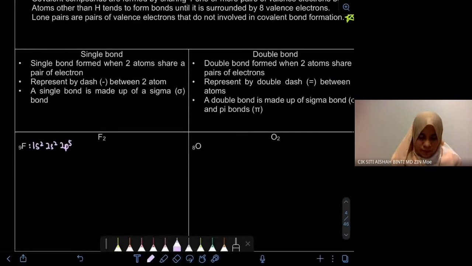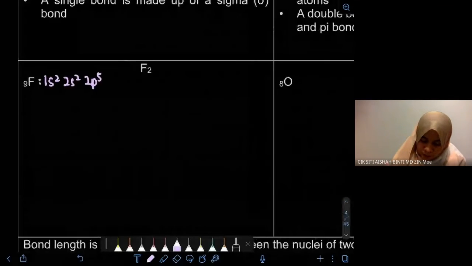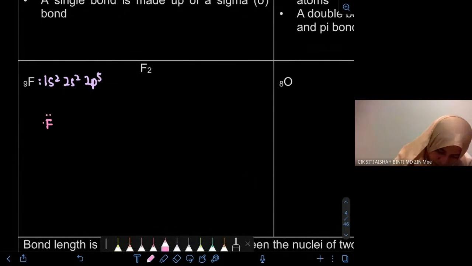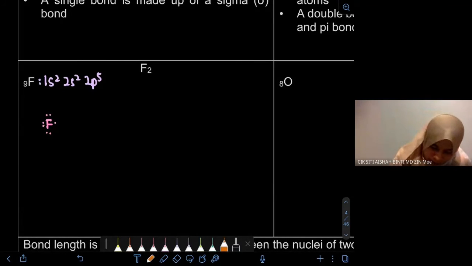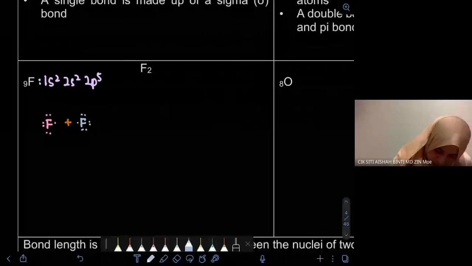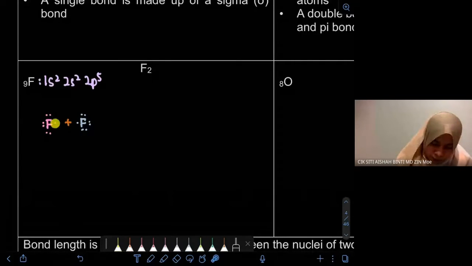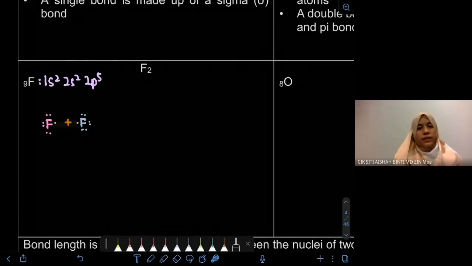So how do I draw it? We have two fluorines. For the first fluorine, I draw 1, 2, 3, 4, 5, 6, 7, because I know there are 7 electrons. Then add another fluorine with 7 electrons. What happens is that the fluorines share a pair of electrons with each other.